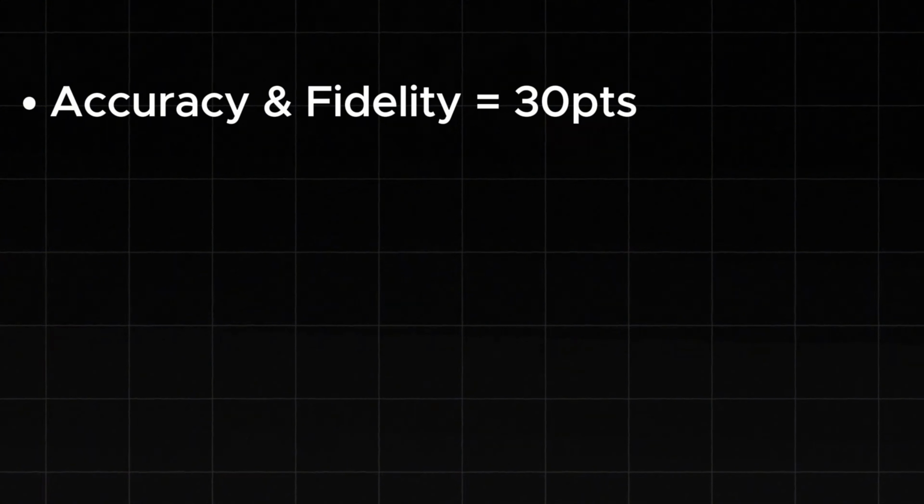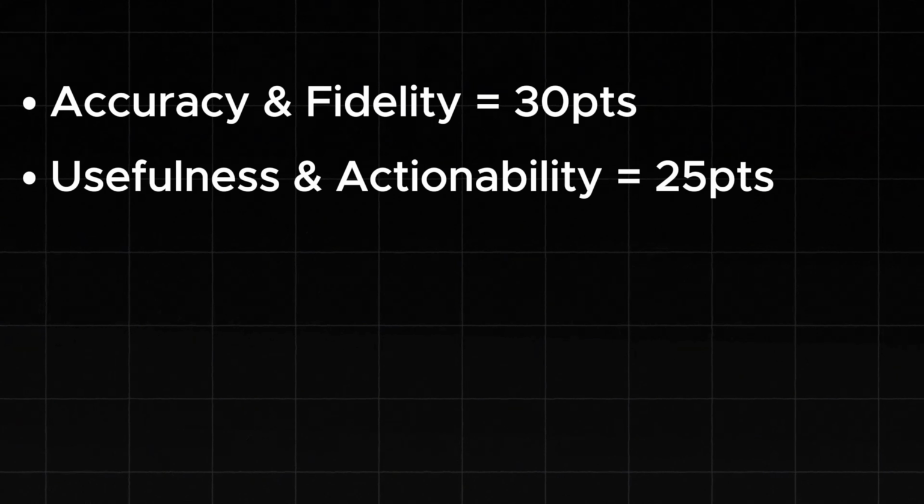So the first one is going to be accuracy and fidelity to instructions, meaning is it giving me accurate information? It's not hallucinating too much. The next thing is usefulness and actionability. What I want to see from these AIs is information that is true, yes, but also useful. And I also want to see it give me actionable items that I can actually take and use that information for in the real world.